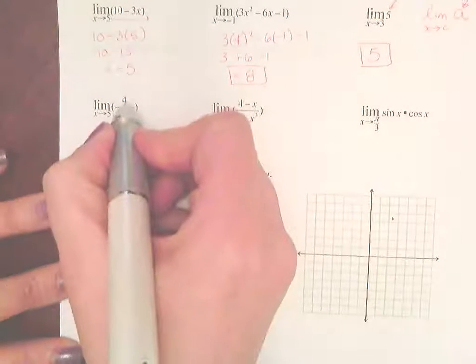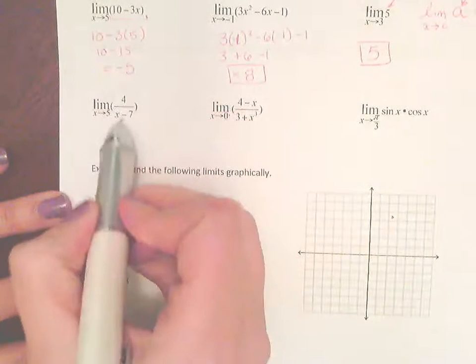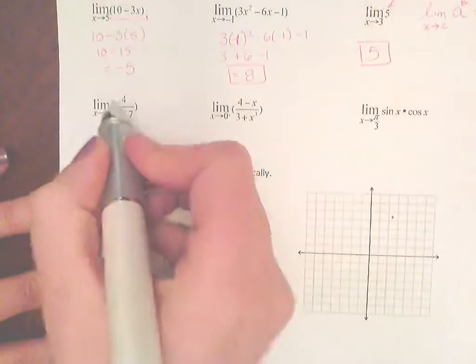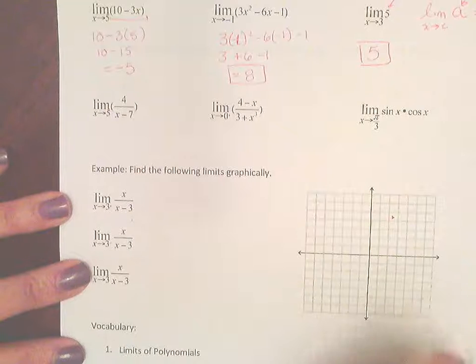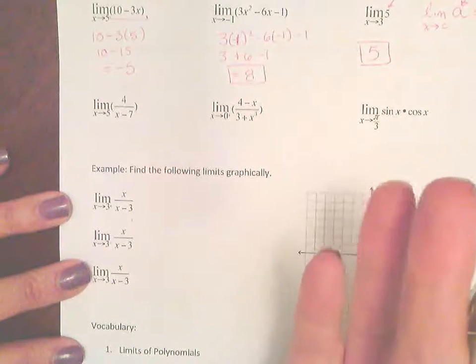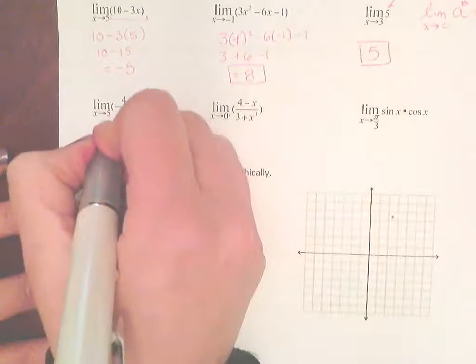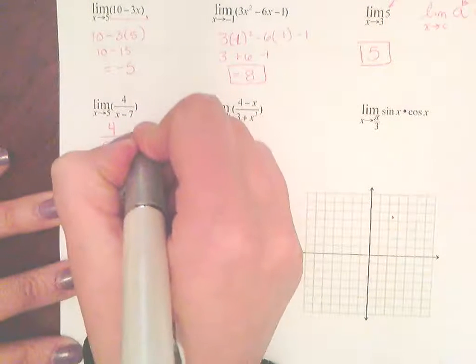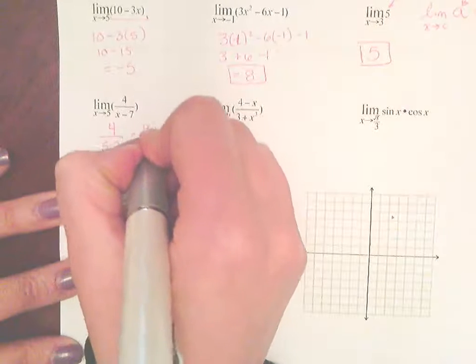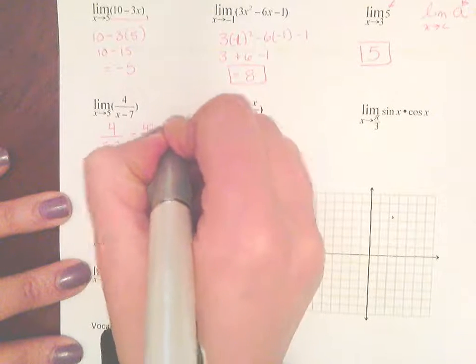All right, so here the quotient, there's division, but of course there's no x's in the numerator, so it's not really going to do anything for me, but you just use substitution. So 4 divided by 5 minus 7 is 4 over negative 2, which is negative 2.